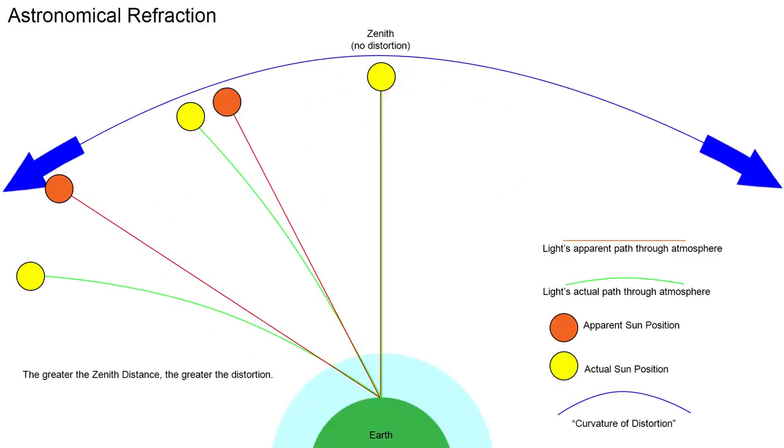When the sun is at your zenith, the angle of incidence is 0 degrees, and that's why there's no visual distortion. The light from the sun is entering the atmosphere at an exact 90-degree angle to the atmosphere's normal plane. As the sun moves away from your zenith, the angle of incidence is increasing, and thus the amount that light bends will also increase.